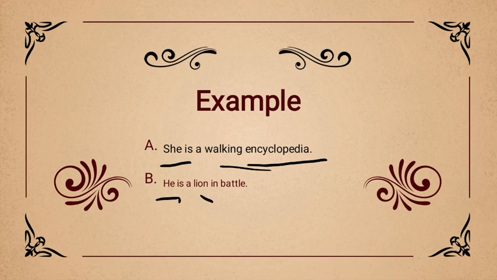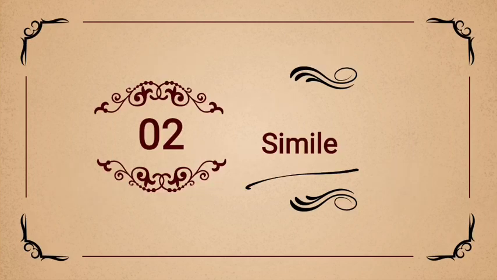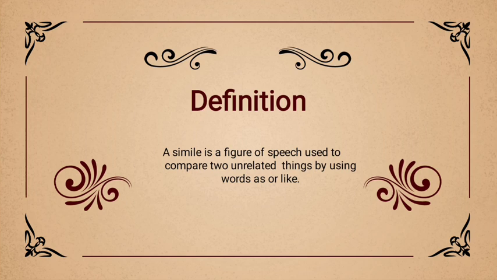Next is simile. We go to the definition. A simile is a figure of speech used to compare two unrelated things by using the words as or like. In this definition, we can see that two unrelated things are compared with each other by using the helping words like or as.